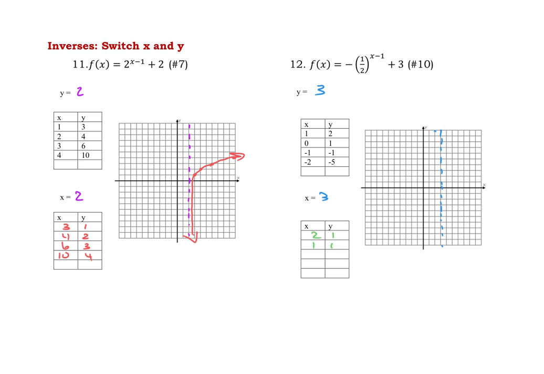0, 1 becomes 1, 0. Negative 1, negative 1 stays negative 1, negative 1. And then negative 2, negative 5 becomes negative 5, negative 2. So now I go 2, 1. And then 1, 0. And then negative 1, negative 1. And then negative 5, negative 2.